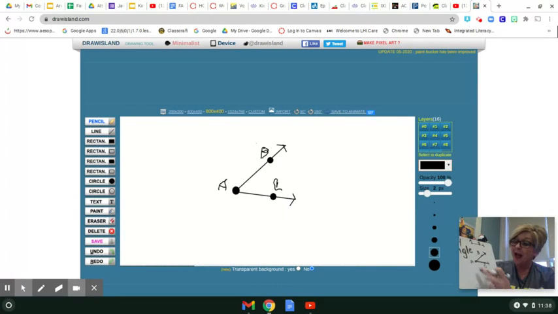Okay, but I can't start at the endpoint or where they connect. I can't start there and name it. So I cannot call this angle ABC, or I cannot call it angle ACB. I either have to start at this arrowhead or at this arrowhead and work my way around. Okay, this point A, where those two rays meet, is what we call the vertex.